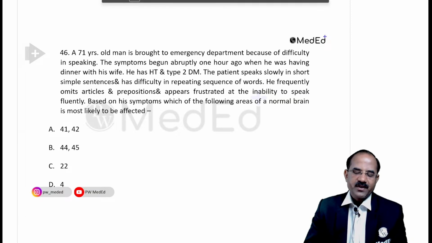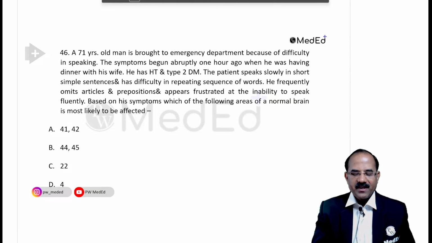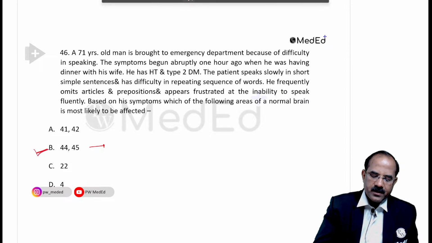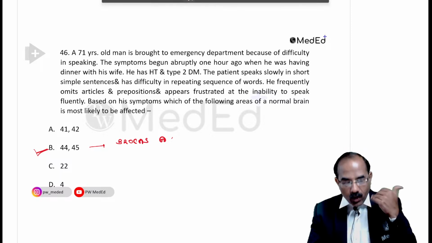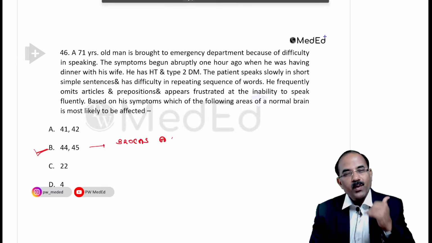What do you think? What is the answer for this? Difficulty in speaking. Which is the area which helps a person to speak? That's 44-45. And what is this known as? This is what we call Broca's area. Broca's area is the motor speech area. Meaning a person wants to talk, but is not able to talk. So where is the lesion? The lesion is in Broca's area.